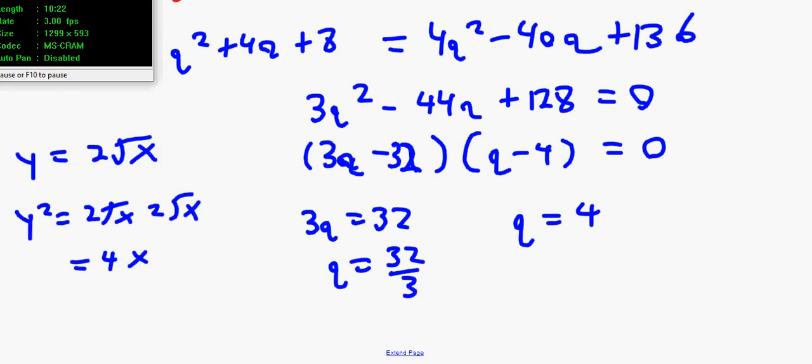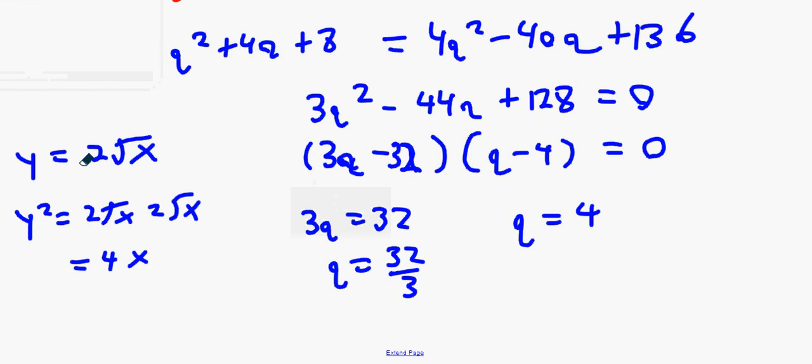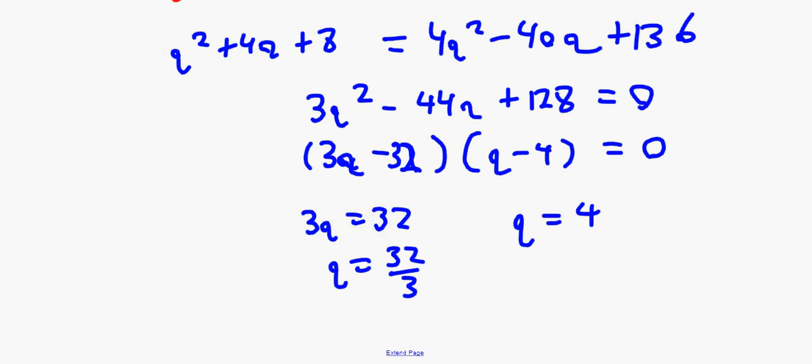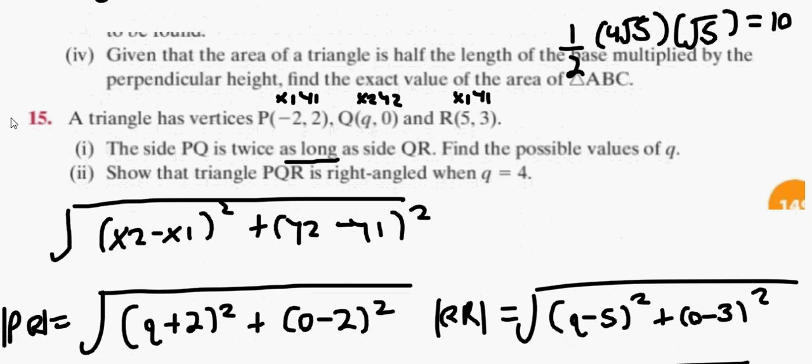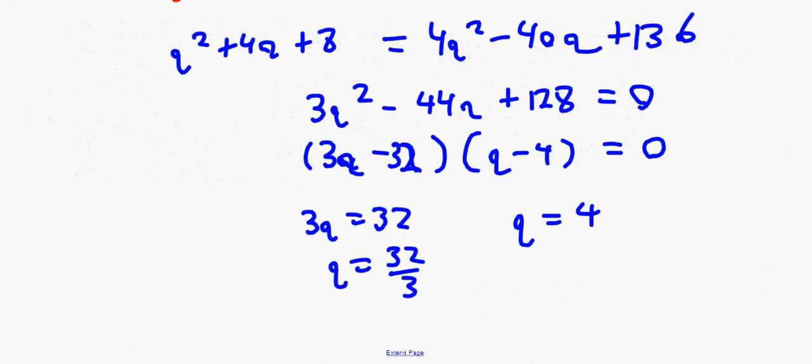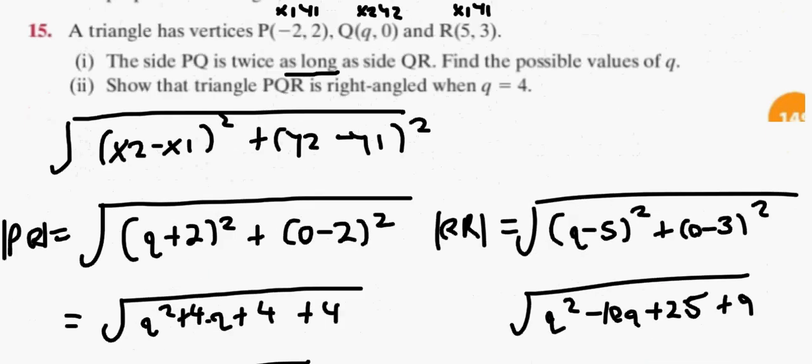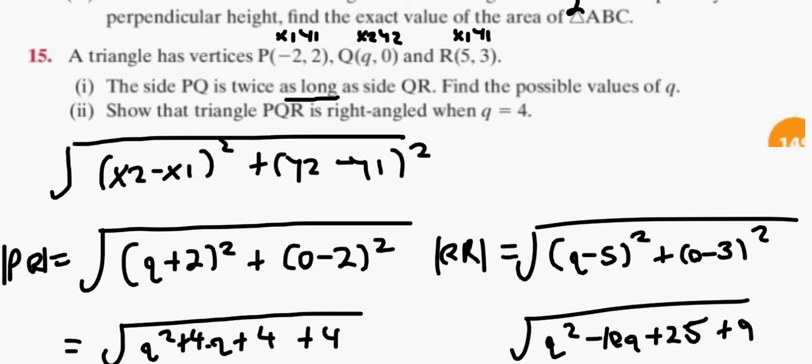Alright, is there any one of these results being ruled out? Is there anything in the description of the question that tells us? Find the possible value of q. They're not two values. Values, plural. So both values are allowed. It says values. Show that the triangle PQR is right angled when q equals 4.